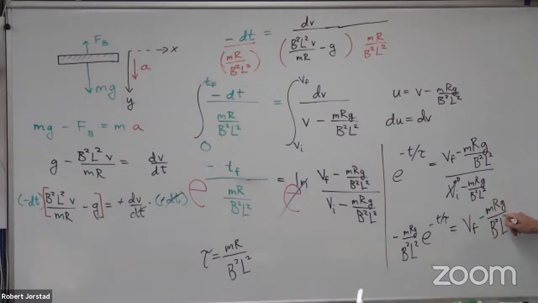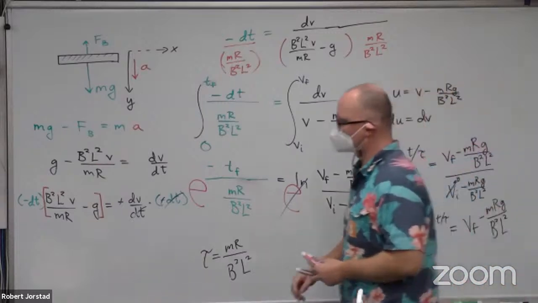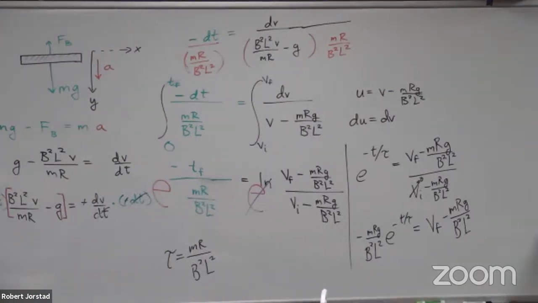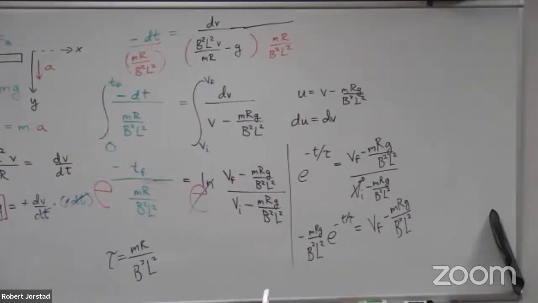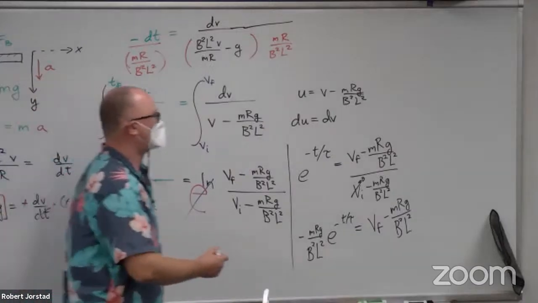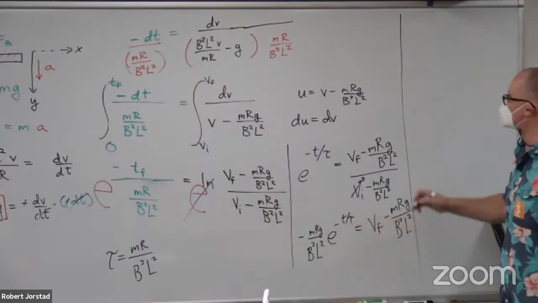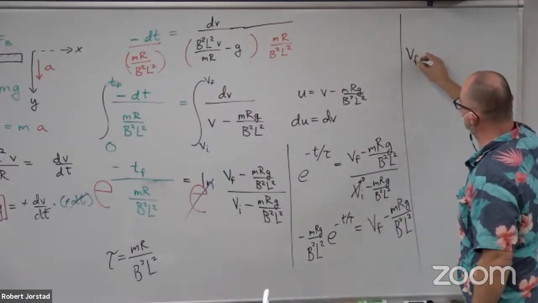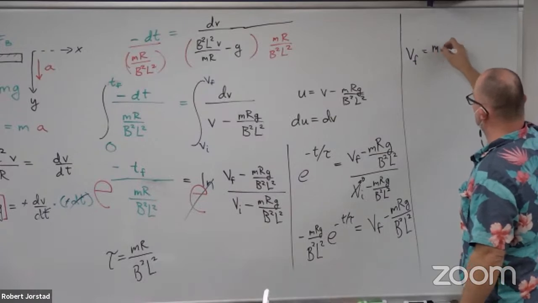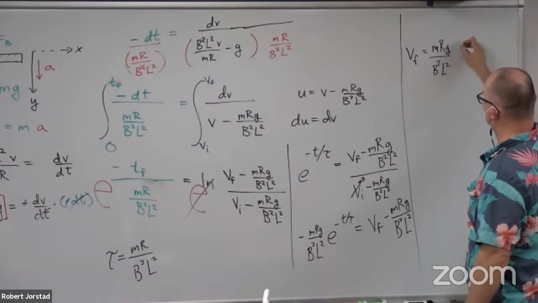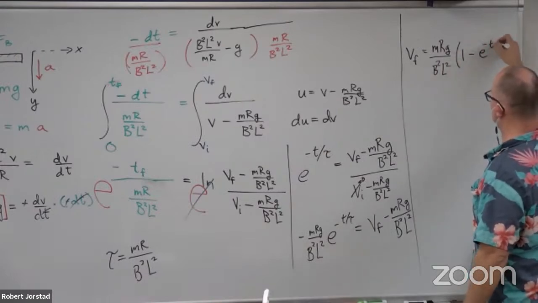Now I'm out of room. I'm gonna pull a little trick here. Okay. So now, all that, I move this over. Do you agree it becomes positive? I see that V final is equal to Mr. G over b squared L squared times 1 minus e to the negative t over tau.